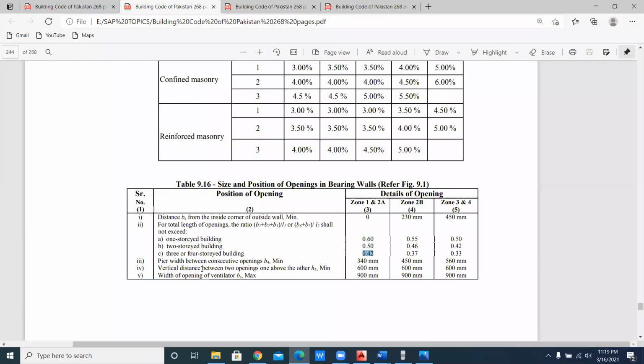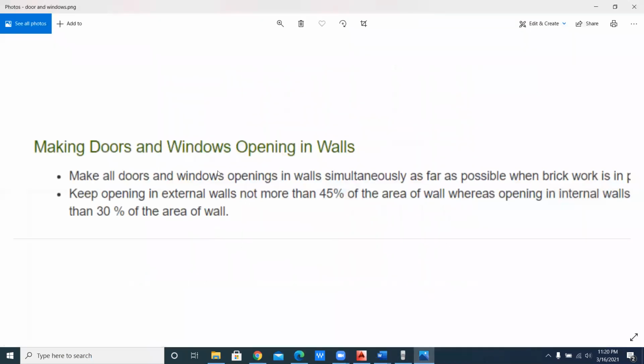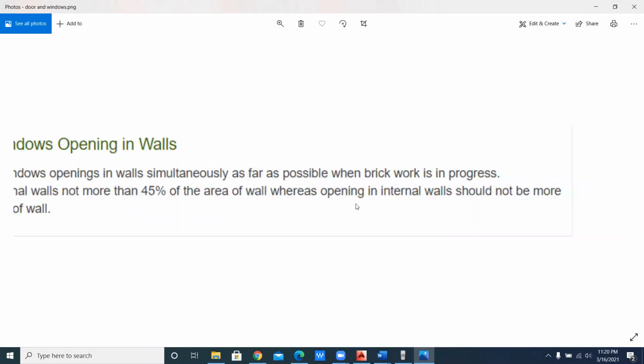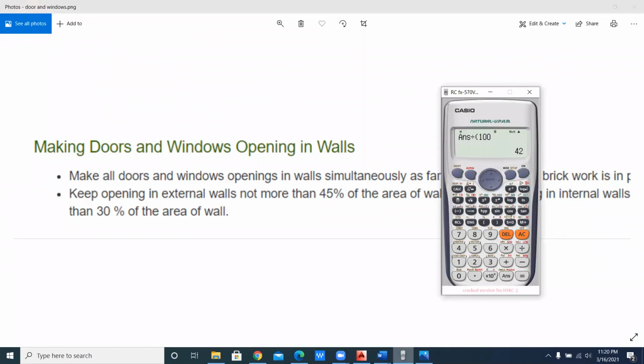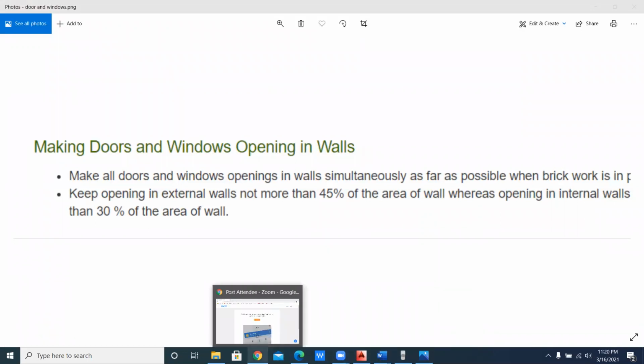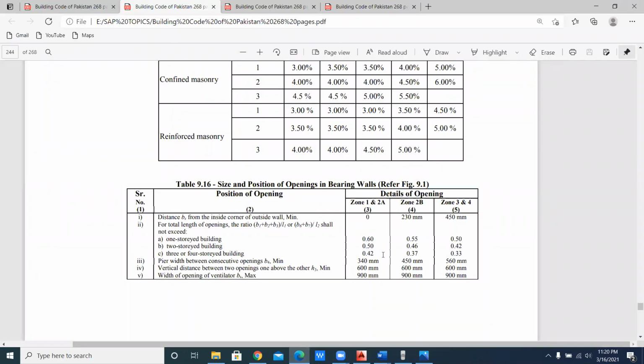But our code says that if you are a 3 or 4 story building, then you go up to 0.42. That is 0.42 normal, but this shows that you are not going above 45% of the area of walls, whereas an opening in an internal wall should not be more than 30% of the area of the wall. It means that for an internal wall you could not detect more than 30% of the wall area. Keep this technique in mind. For zone 1 and zone 2 you are comfortable, you can go up to 0.42; for zone 2B it is 0.37, and for zone 4 and 5 it is 0.33.